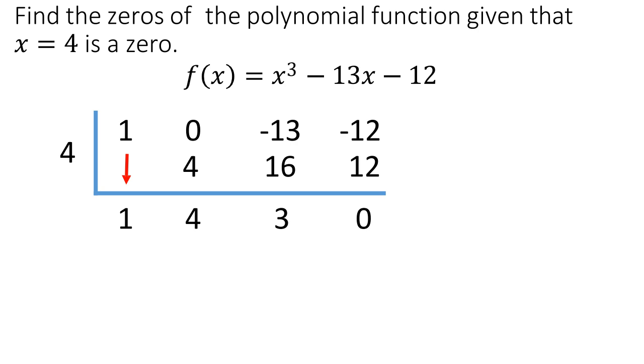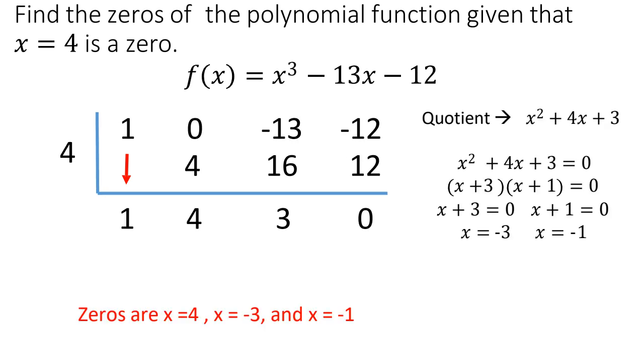Now, I knew my remainder was going to be 0, okay? Because they told me that this was a 0 of this polynomial. But again, the reason why I did this is because now I can look at my quotient. And if I rewrite my quotient, this one is x squared. The coefficient is 1. This is the coefficient of the x, which is 4x. And this is my constant, 3.